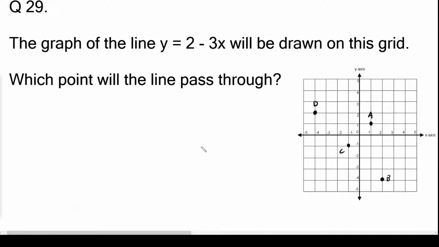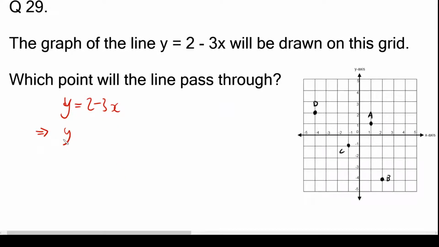Question 29. The graph of the line y equals 2 take 3x will be drawn on this grid. Which point will the line pass through? So we've got this linear equation, y equals 2 take 3x.